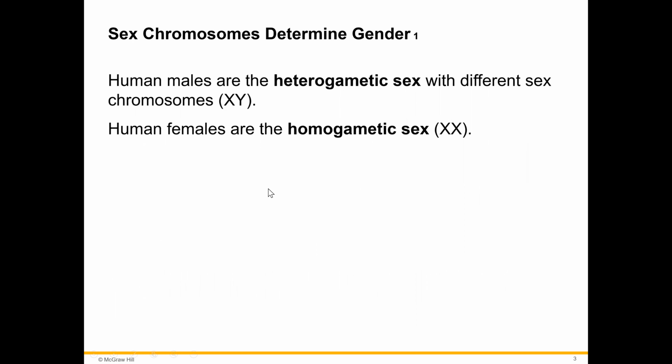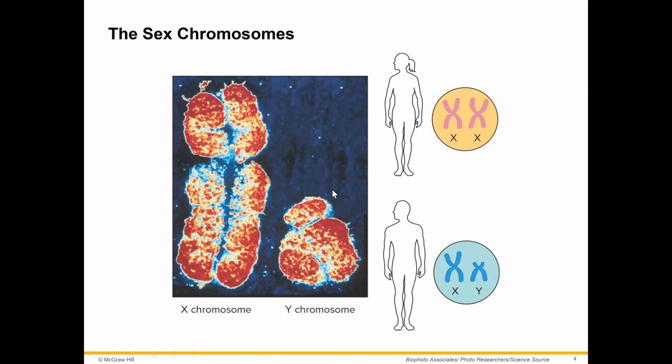Human males are the heterogametic sex with different sex chromosomes. If you are male, you have 46 chromosomes, the same as a female. You have 22 pairs of 44 autosomes and 2 sex chromosomes, and those sex chromosomes are different. One is X and one is Y. That's why we call it the heterogametic sex. Human females are the homogametic sex. Females have 2 X chromosomes.